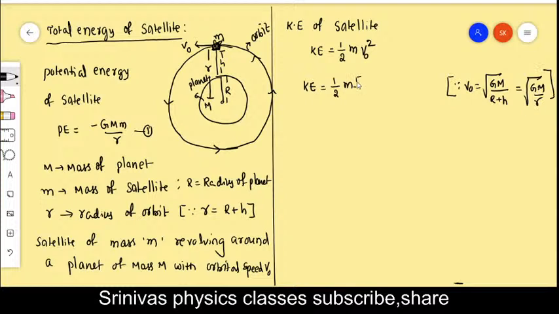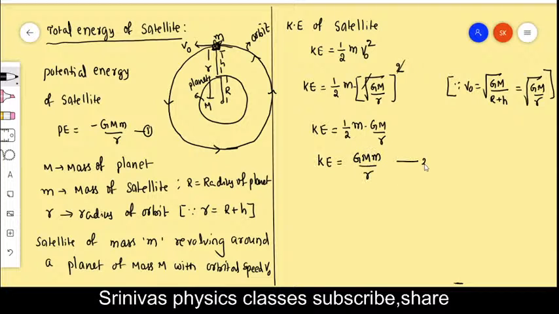If you substitute it here, then v naught is under root G capital M by small r, whole squared. If you simplify this, we get the kinetic energy as half m into this. The square root will cancel, so we get G capital M by r. Then finally we get the kinetic energy of the satellite as G capital M small m by 2r. This is the kinetic energy of the satellite. Okay, understood students?